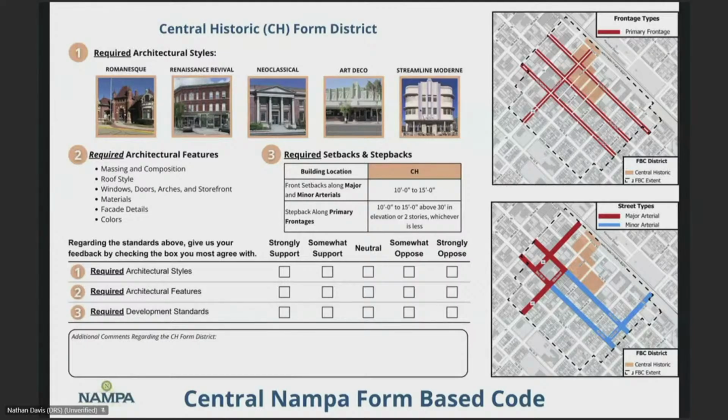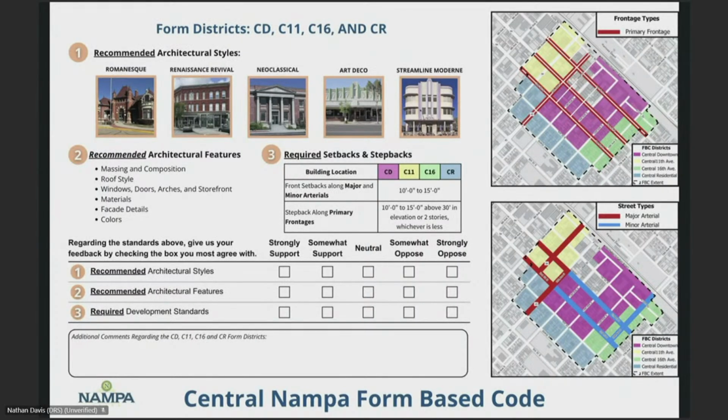So let's move to that one then. As you can see, the next one, which is CD, C11, C16, and CR, everything went from required to recommend. We want to be most strict in the required areas because that's your architectural historic character district. As you get out of that very fine district, things are no longer necessarily absolutely required to be that specific item. So we're saying if you want to put in a 7-story streamlined modern building, please do it in CD, C11, C16, or CR.